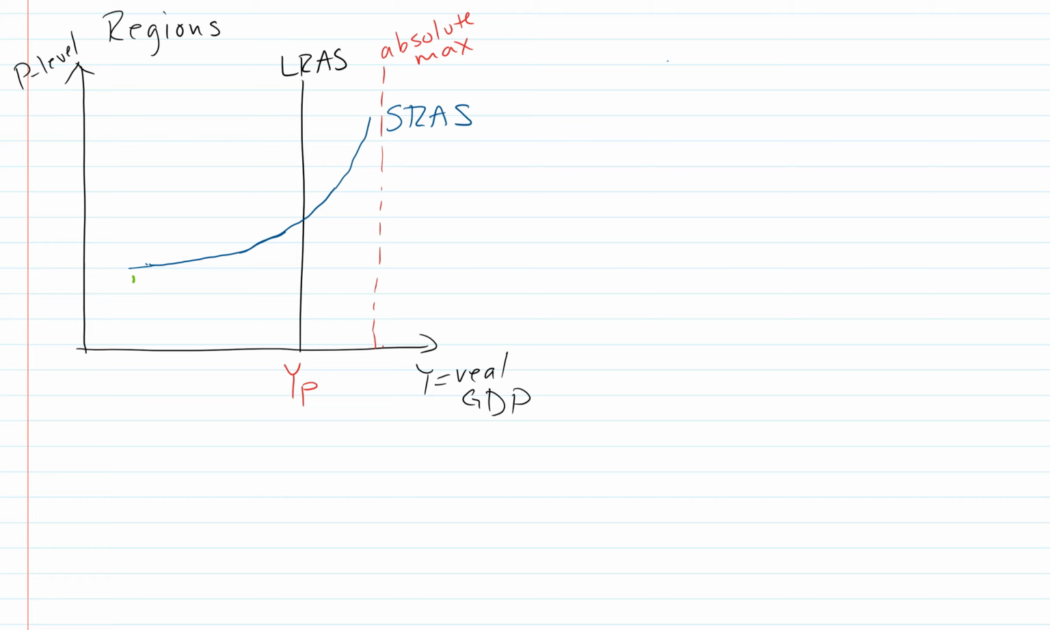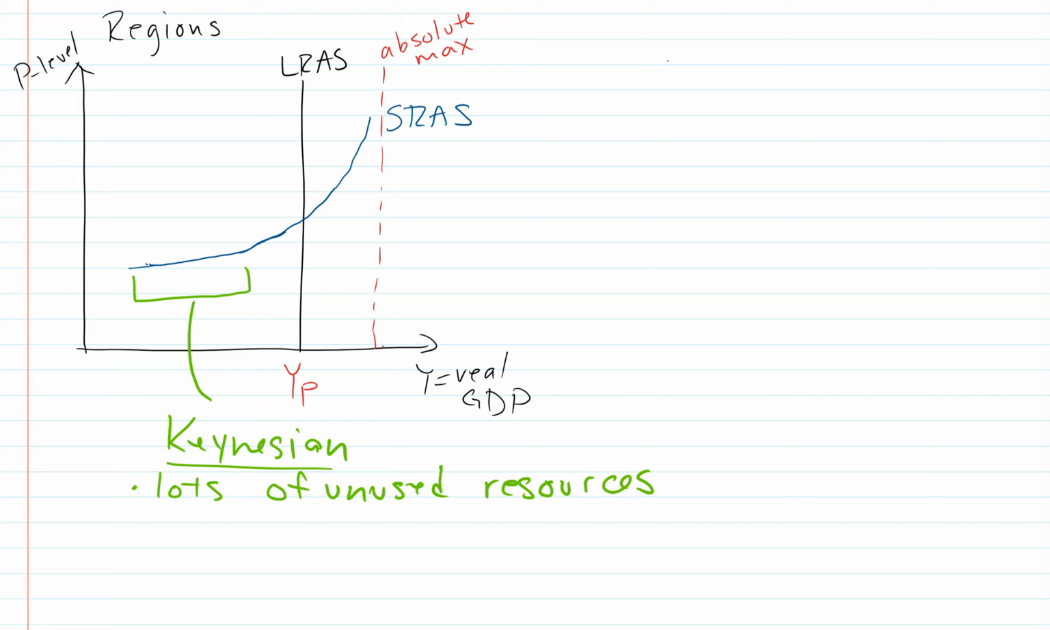So this region over here somewhere, we can call this part Keynesian. And so what's the deal with the Keynesian? Well, when we're in the Keynesian region, we have lots of unused resources, and when I say unused resources, I'm talking about labor and capital. So we have high unemployment and we have lots of vacancies.